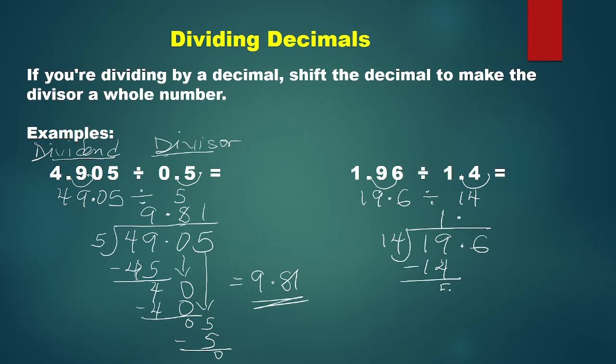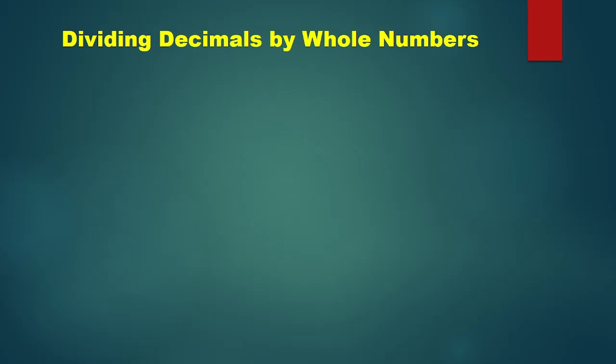19 minus 14 is 5. I'll bring down my 6. 56 divided by 14 is 4. And 4 times 14 is 56. I'll subtract, then I have 0. So the answer to this question is just 1.4. Now let's divide decimals by whole numbers.